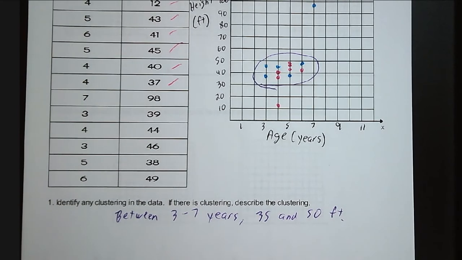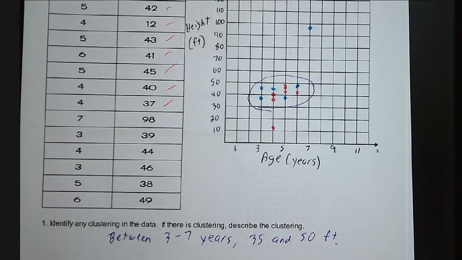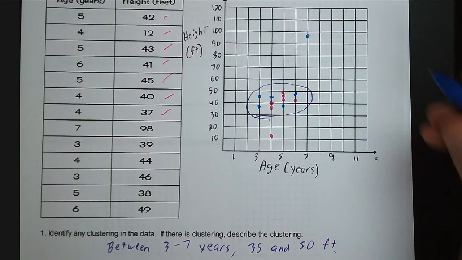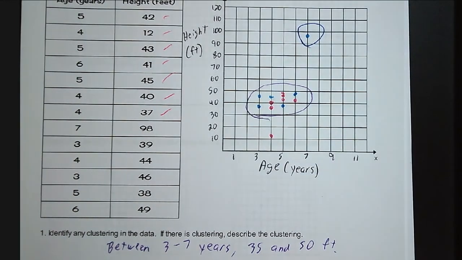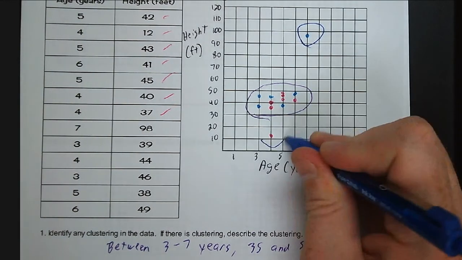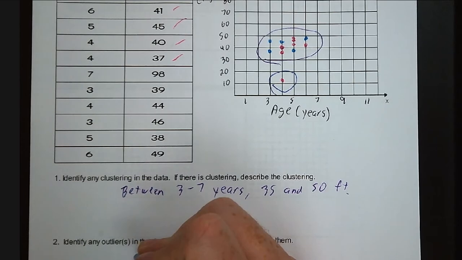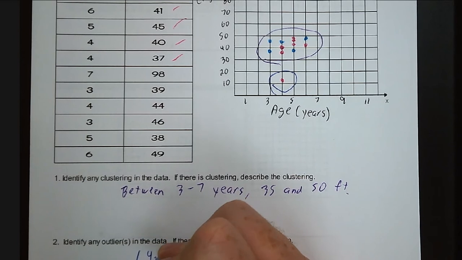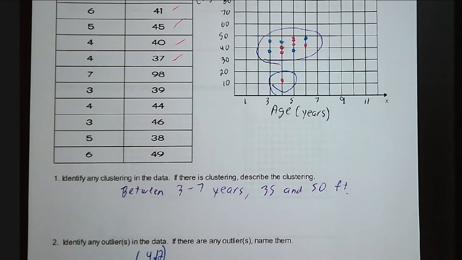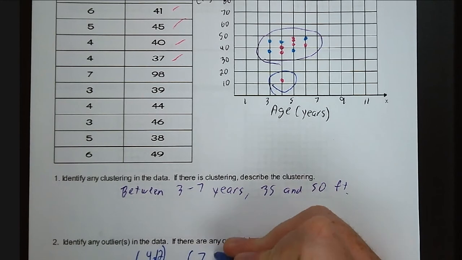Okay. So now if I'm looking for outliers, remember I said those are data points that are set well away from the group. That one right there is definitely an outlier, and I would say that one right there probably is as well. Those are the points for 12, so a tree that is 4 years old, but it's only 12 feet tall.